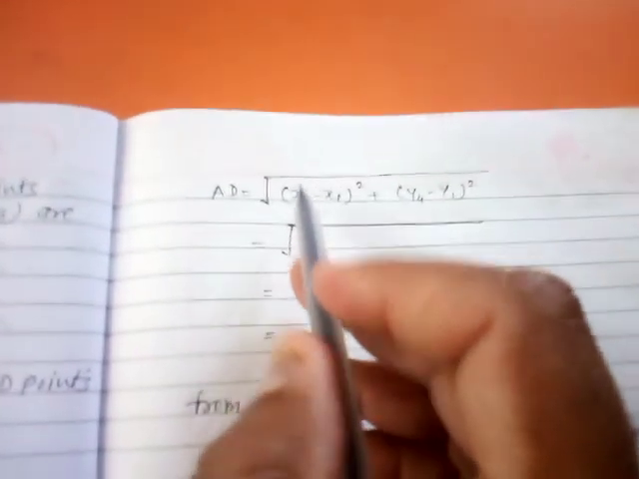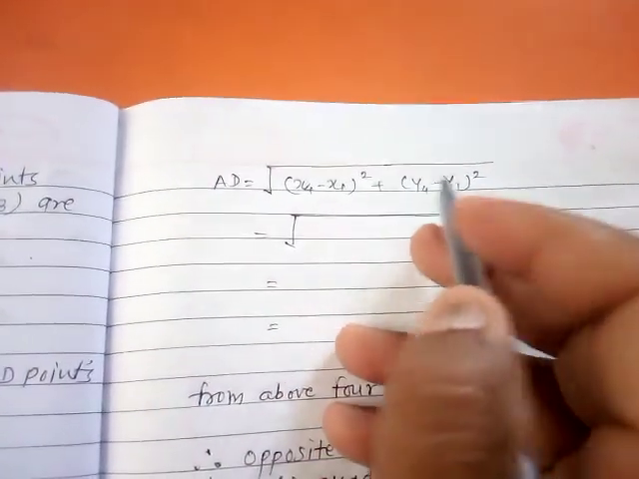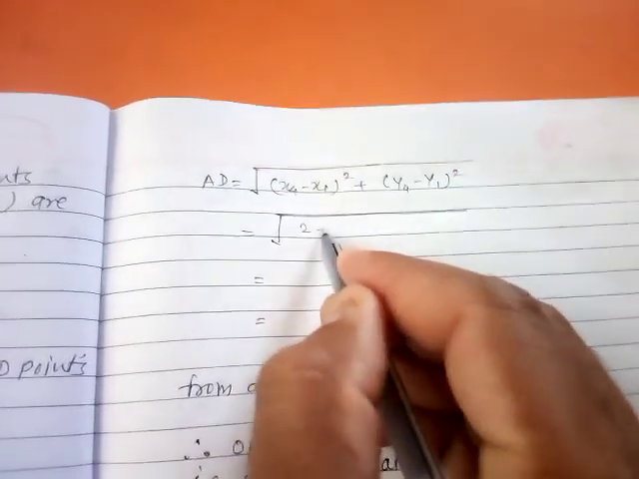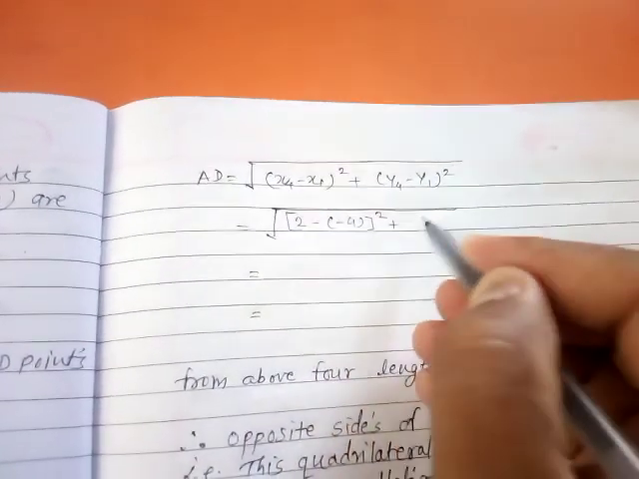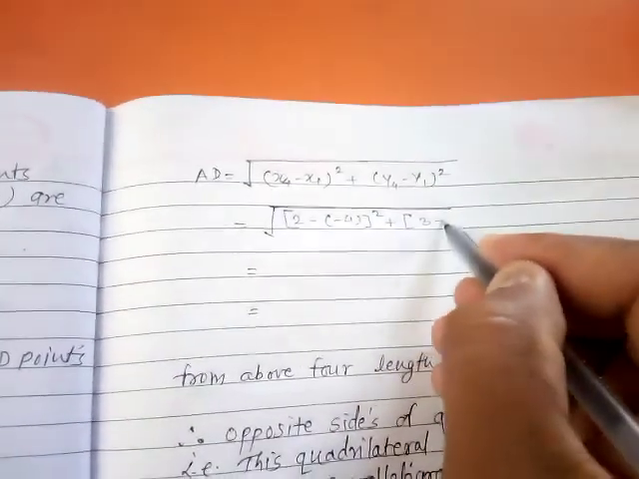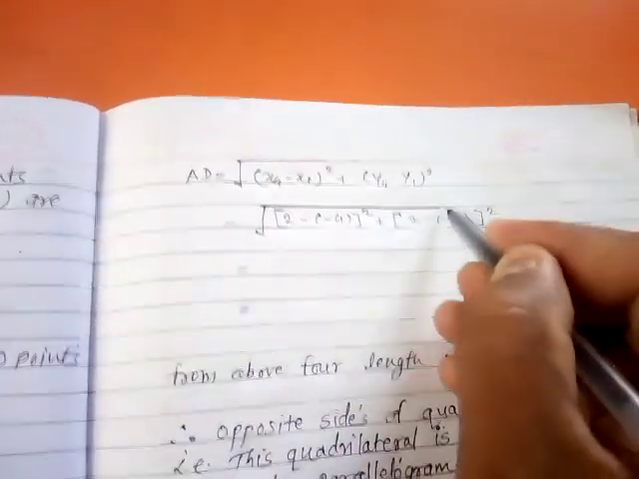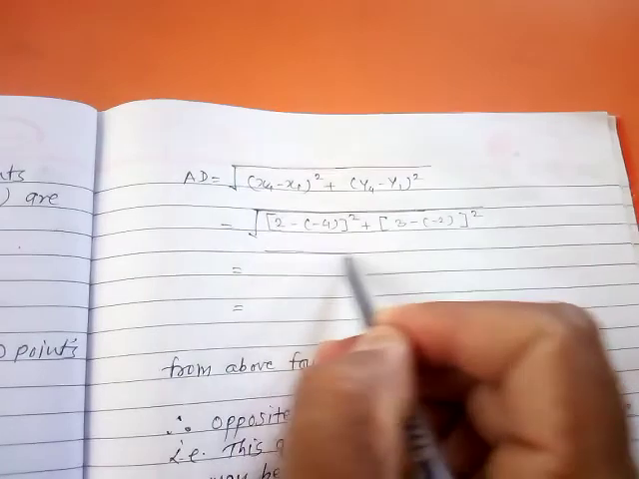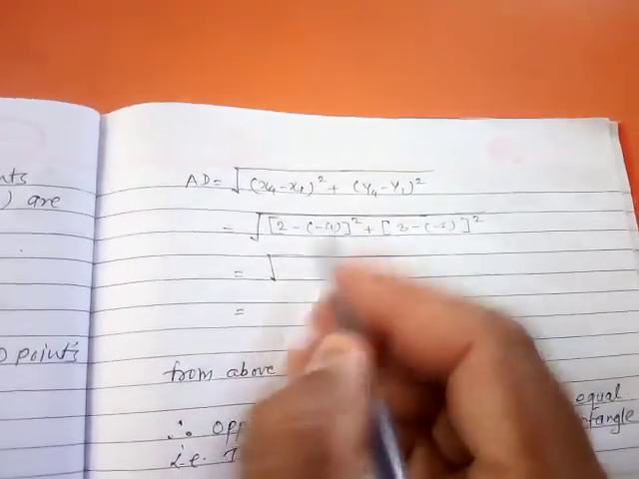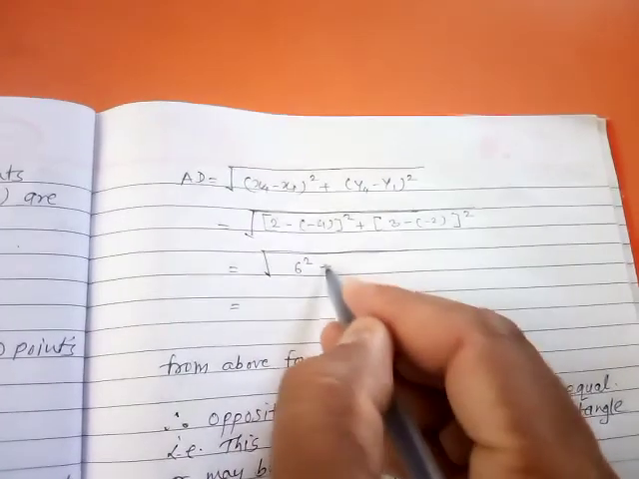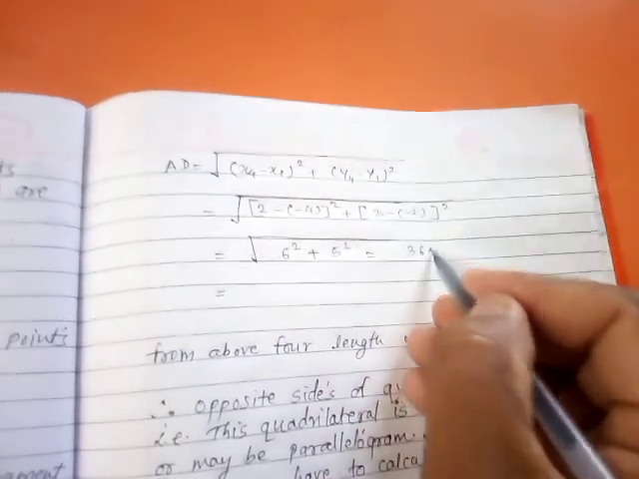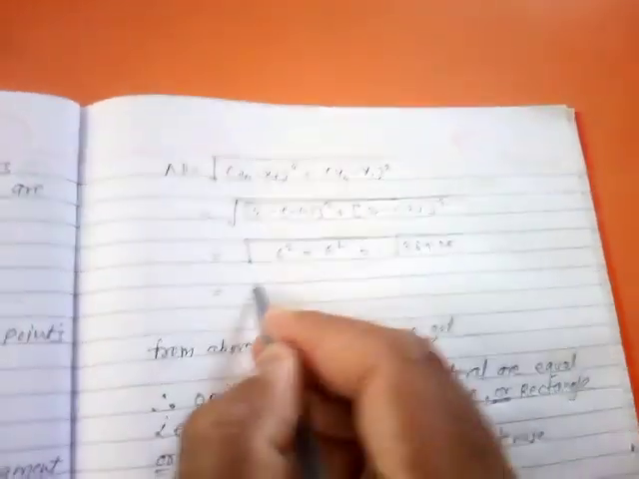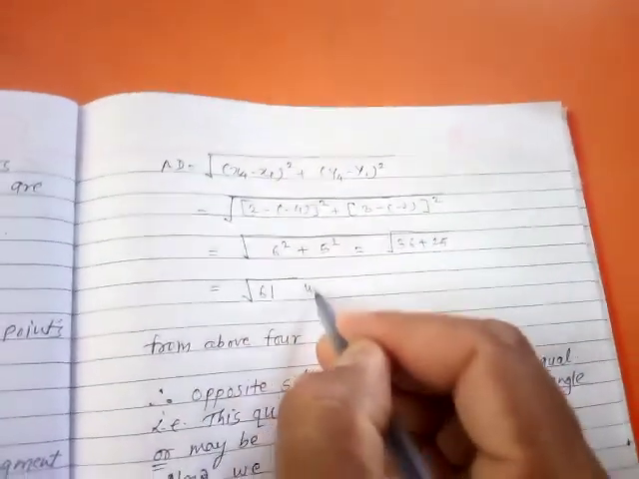Now we calculate the fourth distance, that is AD: (x4 minus x1) whole square plus (y4 minus y1) whole square. Putting the values: (2 minus -4) square plus (3 minus 2) square... more precisely, (2 plus 4) gives 6 square, plus (3 plus 5)... the y-difference being 3 minus 2 with y1 as given, 5 square. 6 square is 36, 5 square is 25, and the answer is root 61 units.